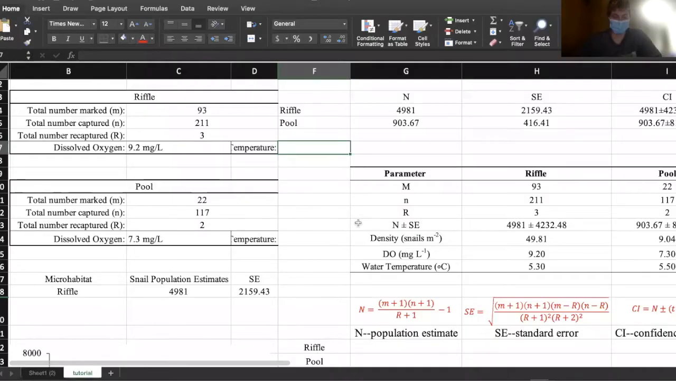Hey guys, so I'm going to go ahead and go over the Mark-Recapture data analysis for this week's lab. Let me just share my screen.